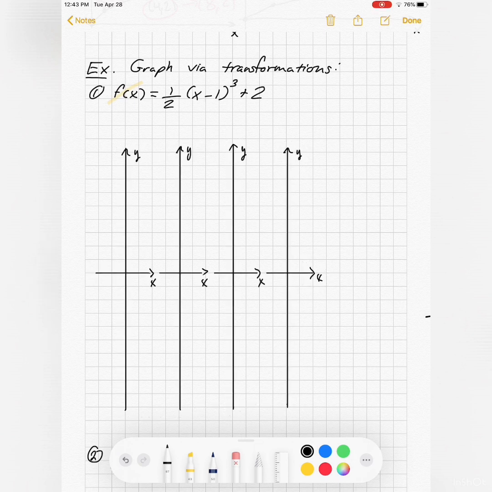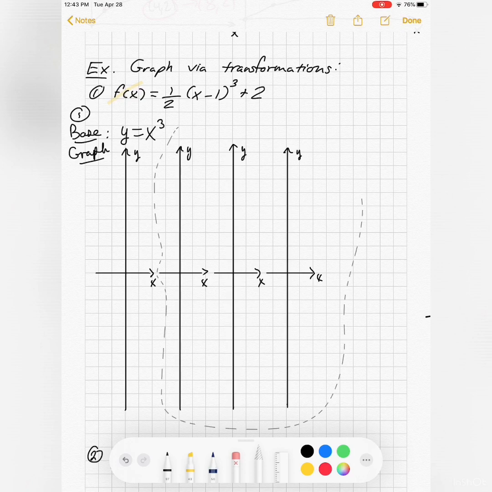Okay, so first thing, I look at the function and I say, well, what type of function is it? Like, what family does it belong to? What is the basic shape? So with this one, I see y equals x cubed. So graphing that parent function is my step 1.